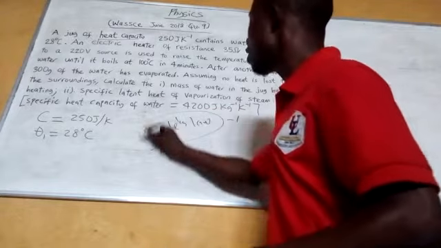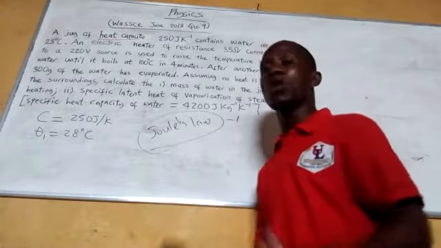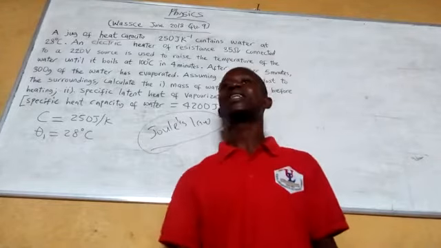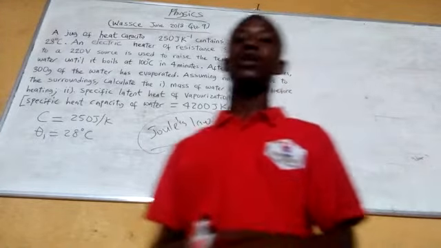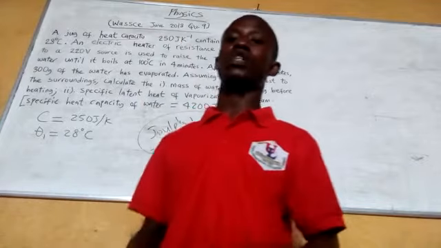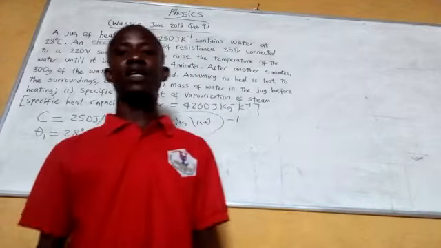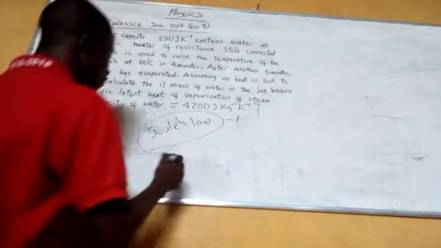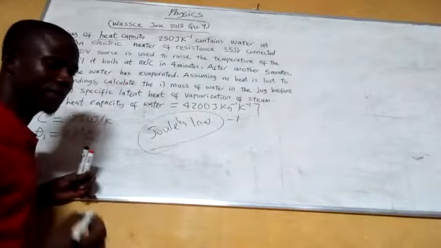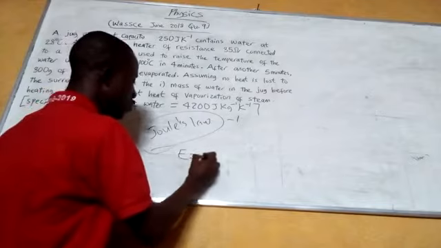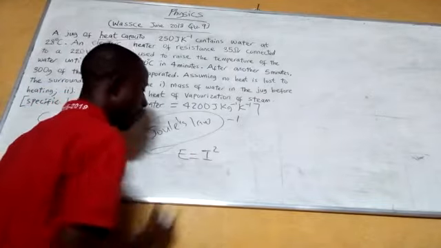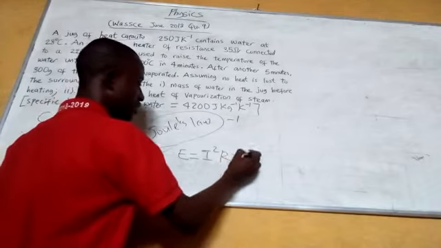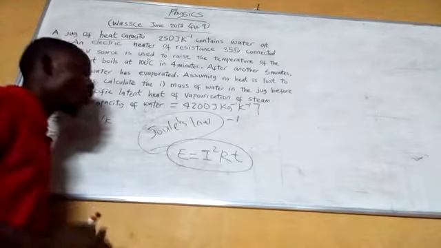So Joule's law tells us about the heat developed in a conductor or a wire. Joule's law states that the heat developed in a conductor is directly proportional to the square of the current, the resistance, times the time the current is maintained. So the heat developed in a conductor is represented by E is equal to the square of the current, I squared, the resistance R, and the time the current is maintained T. So this is the mathematical form of Joule's law.